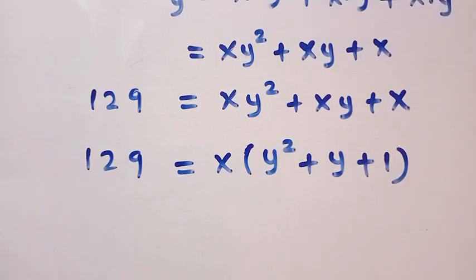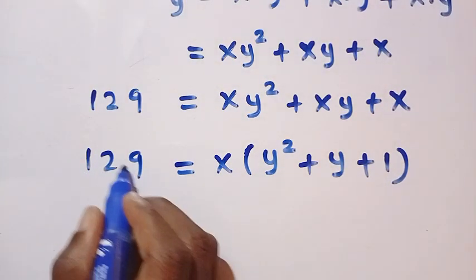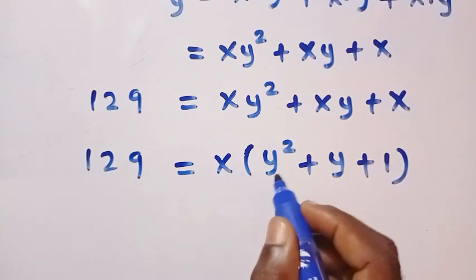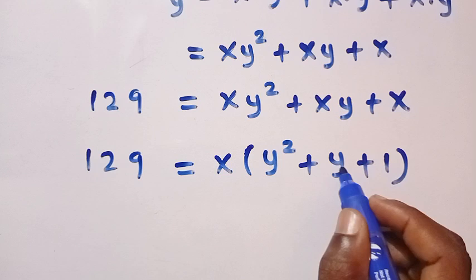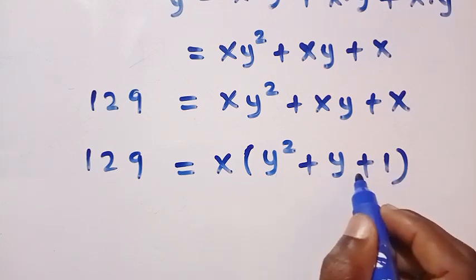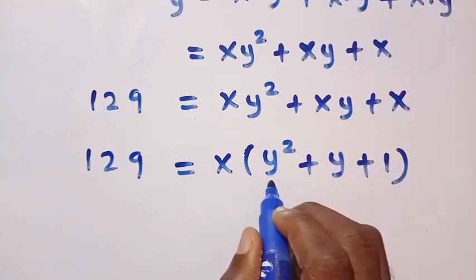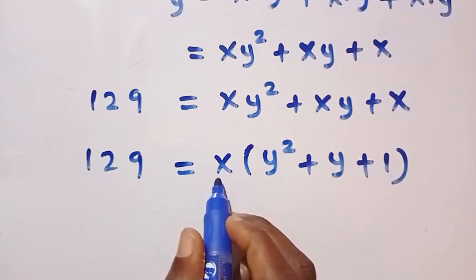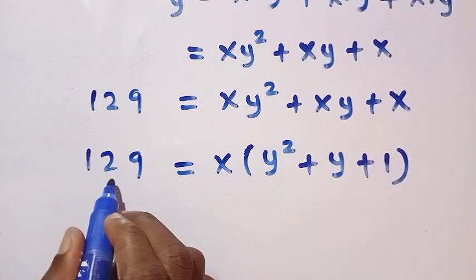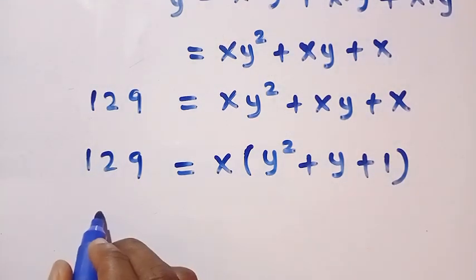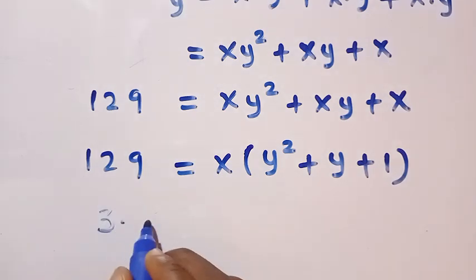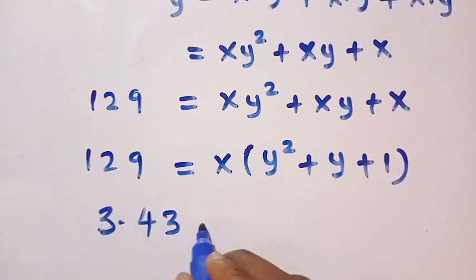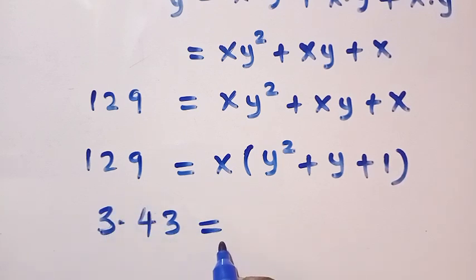And then we proceed by looking at this 129, rather, and here is x bracket y squared plus y plus 1. In this bracket, we have a quadratic expression, and the number here is an odd number, as well as this x is also an odd number. Let's look for how we can multiply this together. Let's say we multiply 3 by 43. If we say 3 multiplied by 43, this gives us 129.